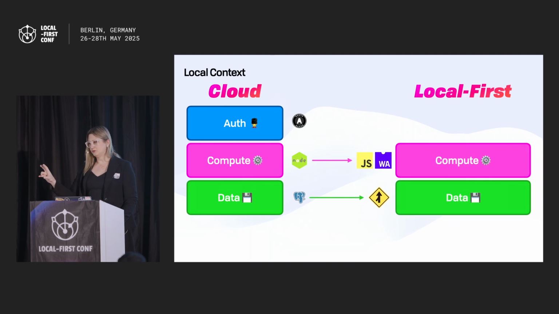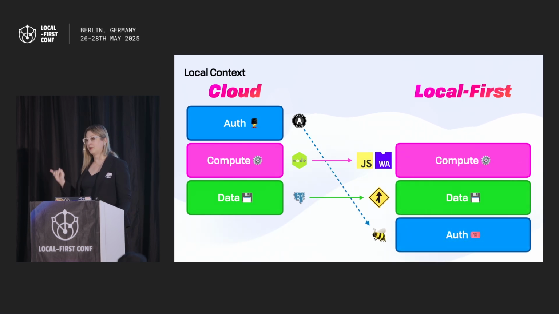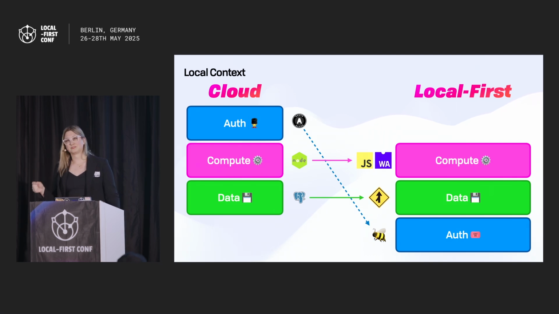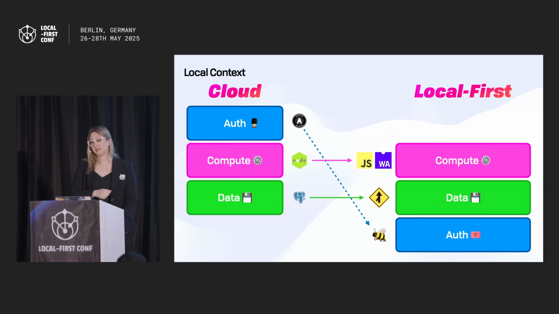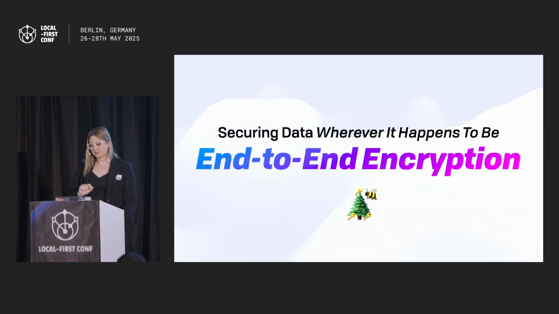But when we move things over into Local-first, these two layers stay in the same order, but auth has to live at the bottom, because the auth has to travel with the data. If it's encrypted, it has to be encrypted before it gets to you. And before you send it back out to somebody else on the network, you have to encrypt it there too. So you actually have to build in auth from the bottom. So, securing data wherever it happens to be, let's start with end-to-end encryption.